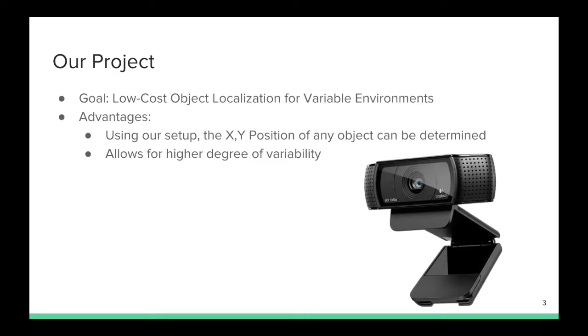So the advantages of our proposed setup is that we could have this rig in which a camera, such as the camera pictured on this slide, moves along a single plane and takes two images. With these two images, the XY position of an object can be determined. Since our rig would be portable, as seen in a later slide, it would also allow for a high degree of variability in different types of environments, i.e. different industry environments, or different scenes.